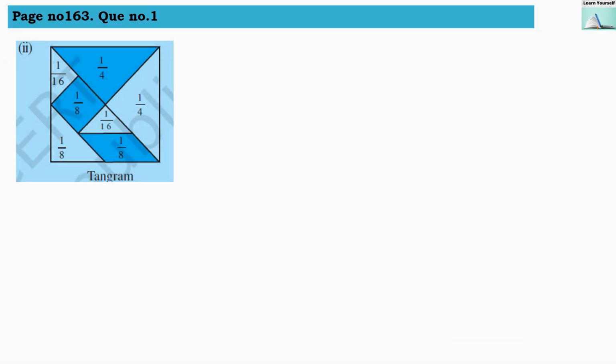Second numerical. Let us see what parts are shaded. Here they have already given us the fractions: this fraction is shaded, this fraction is shaded, and this part is also shaded. So the fractions are 1 by 4, 1 by 8 and 1 by 8. If we want to count all of these together, then we have to add them. So for all these three shaded parts, we are going to add.